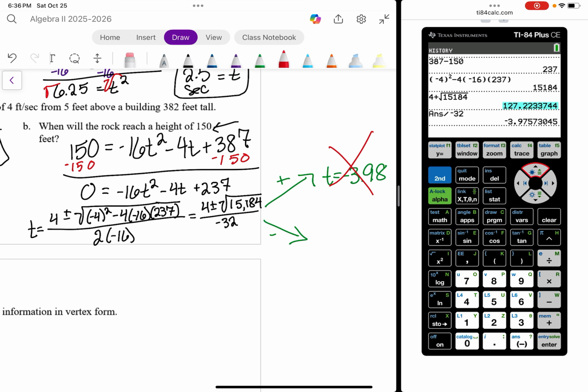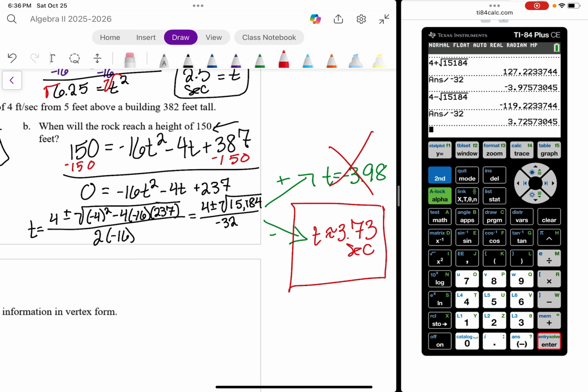So now we're going to do the exact same thing except subtract the square root. So we have 4 minus the square root of 15,184 divided by negative 32. This one gives us t equals about 3.73 seconds. This is a positive number, so that is the answer we are looking for.